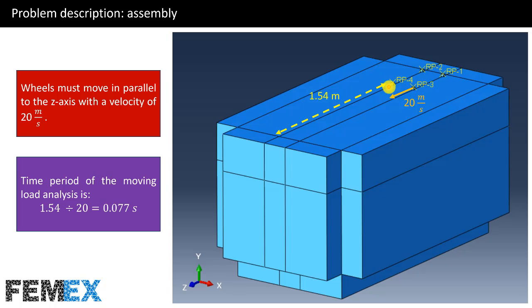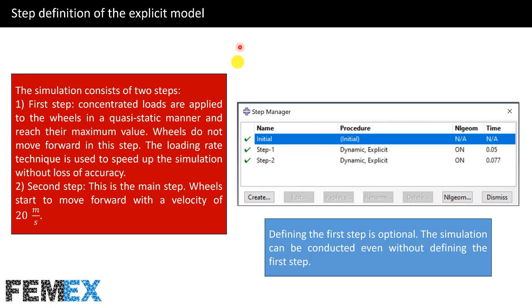Time period of the moving load analysis is 1.54 meter divided by 20 meter per second, which is equal to 0.077 seconds. The simulation consists of 2 steps.